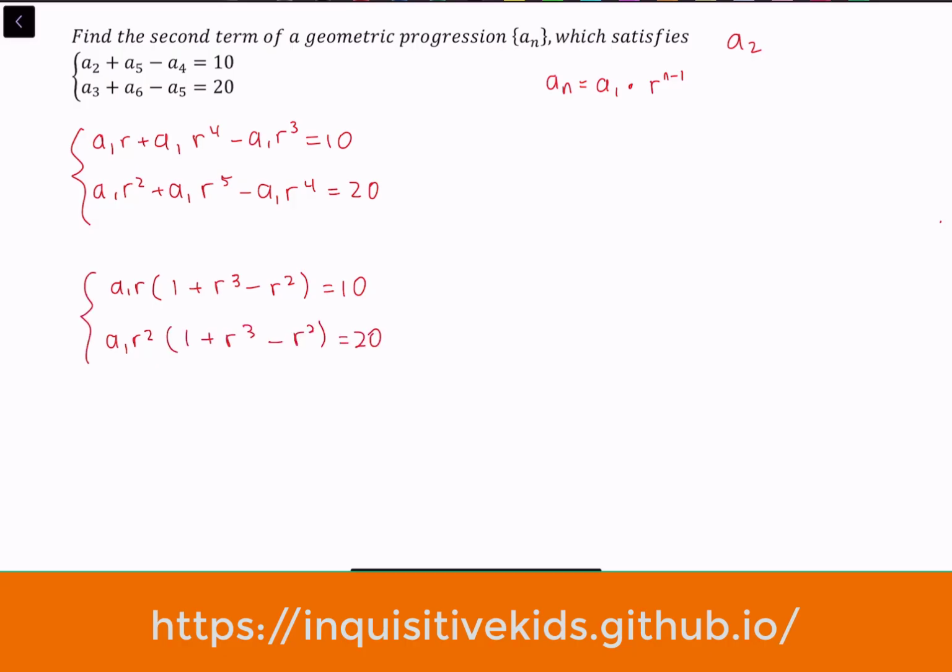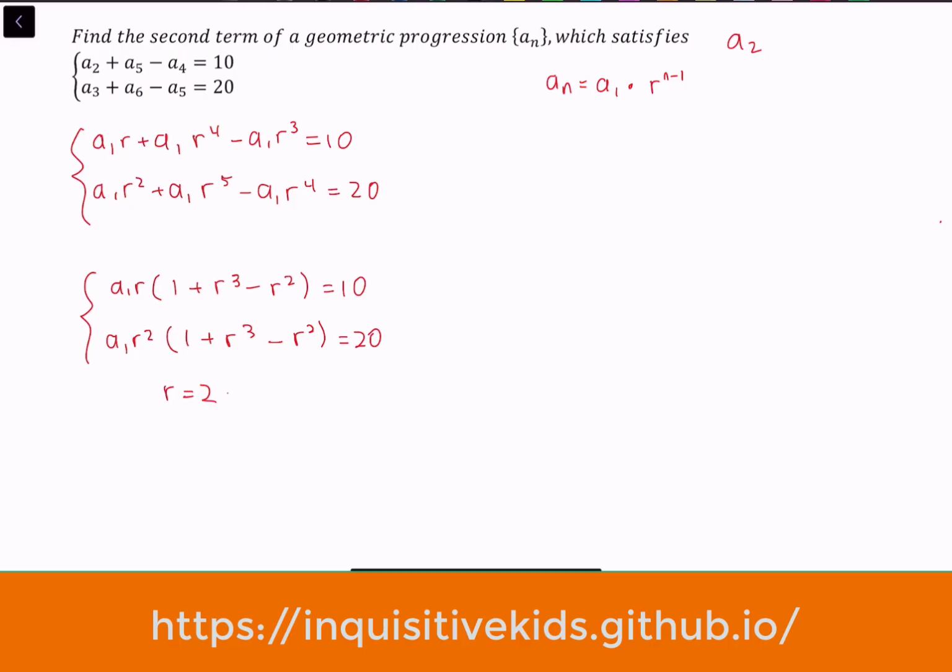Now, since we have a repeated factor in both equations, we can divide the second equation by the first equation. We see that the common ratio is equal to 2. Now let's substitute r equals 2 into the first equation.